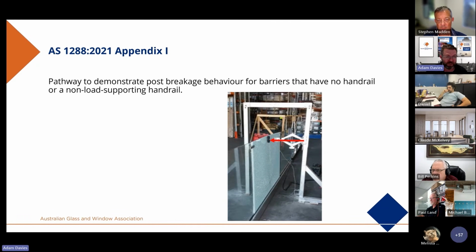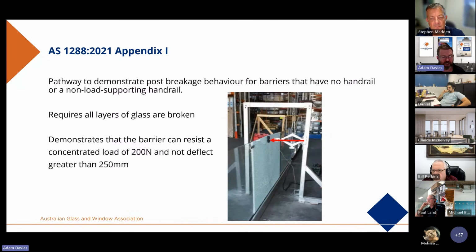We talk about Appendix I. So Appendix I is a pathway that can be used to demonstrate post-breakage behaviour for barriers that have no handrail or no load supporting handrail. So fundamentally for this test, it requires all layers of the glass are broken, and then a concentrated load is applied. Now in this case, there are some side clamps to that panel. So the most vulnerable spot is the centre span at the top, and it is a 200 Newton load applied. And again, the total deflection of that system must be less than 250 mil.